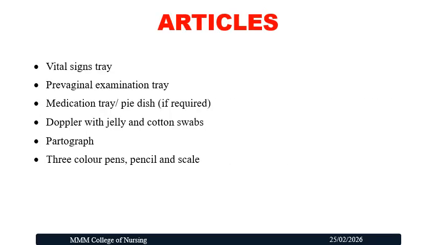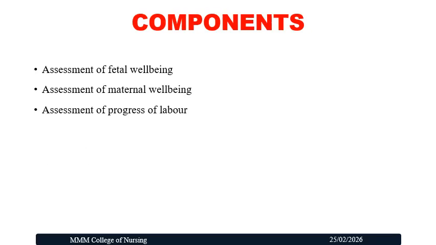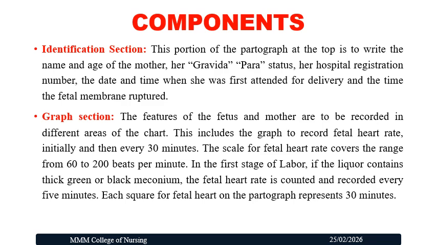Articles needed: vital signs tray, per vaginal examination tray, medication tray, Doppler with jelly and cotton swab, Partograph, and 3-color pen, pencil and scale. Next is components. It focuses on assessment of fetal well-being, assessment of maternal well-being, and assessment of progress of labor. The components are on the top of the Partograph.